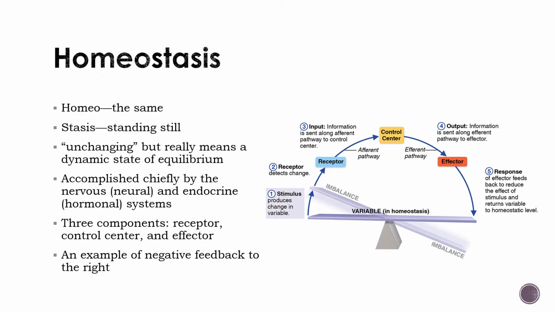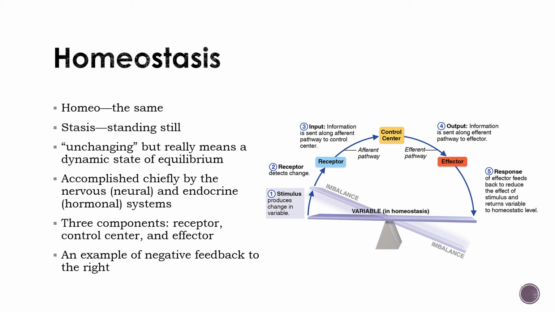Let's discuss homeostasis. Homeostasis describes the body's ability to maintain relatively stable internal conditions, even though the outside world is continuously changing. The literal translation is homeo, the same, and stasis, which is standing still or unchanging. However, the term really means the dynamic state of equilibrium. Something happens externally, something adjusts internally to compensate or bring the internal environment back to baseline.